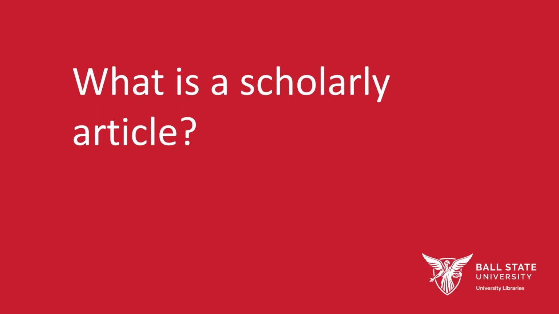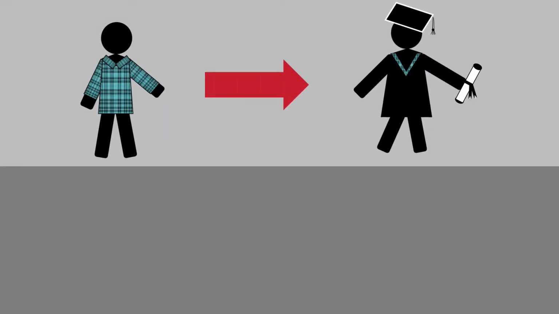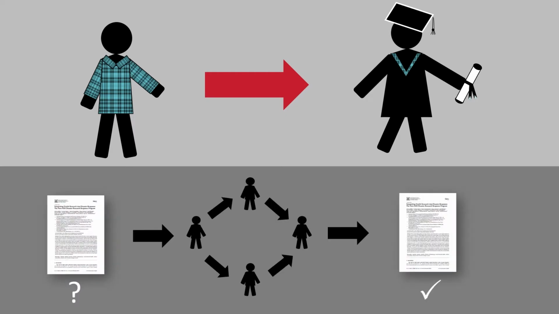You've been asked to find scholarly journal articles for your research project. So what does scholarly journal really mean, and how can you determine if a source is scholarly? Scholarly sources require two elements. The author or authors must have credentials in their fields, and the publishing methods must be scholarly. Let's take a look at an example.